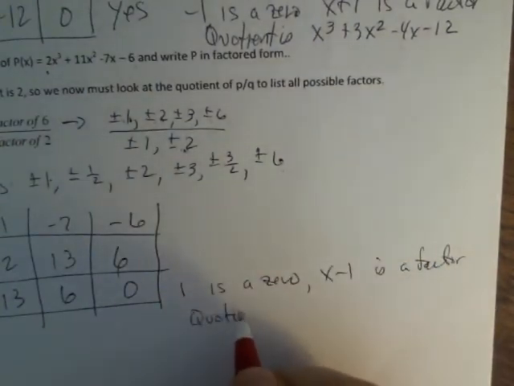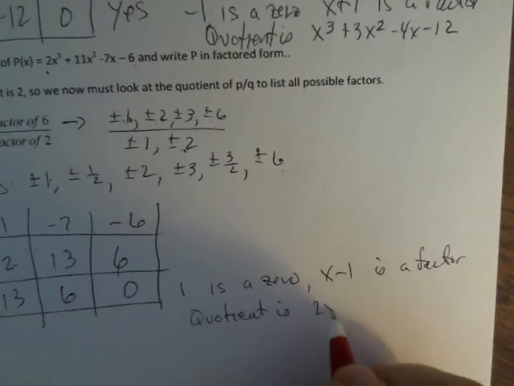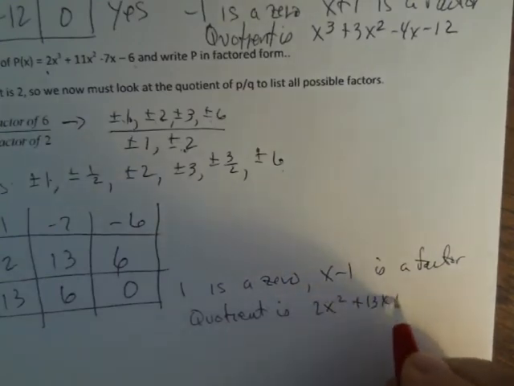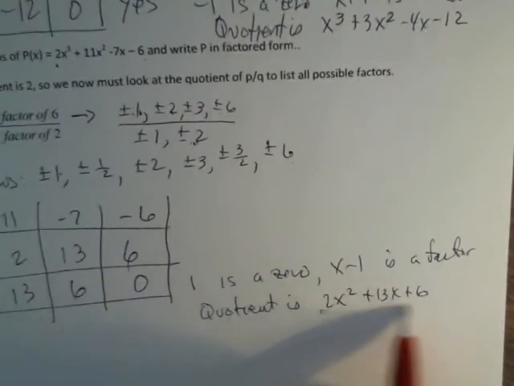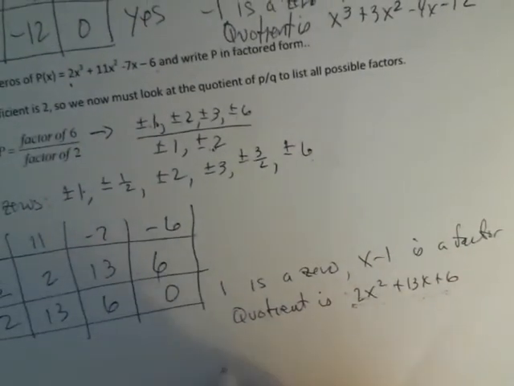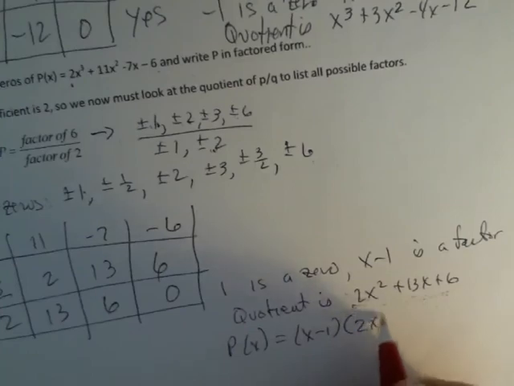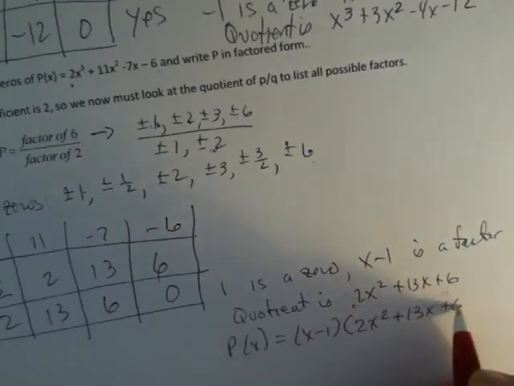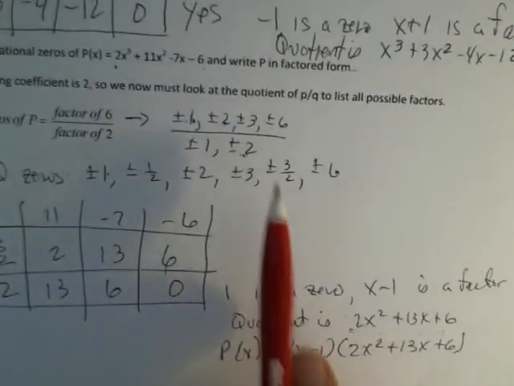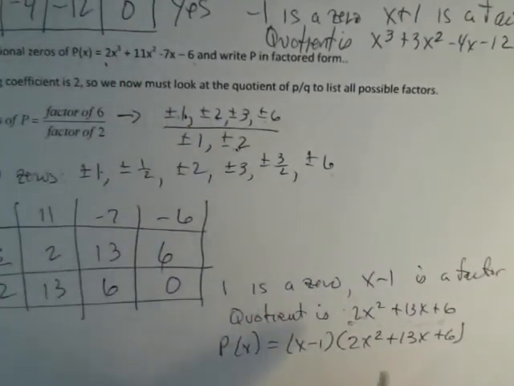And my quotient is 2x squared plus 13x plus 6. So if we look at what we have left here, p of x is now x minus 1 times 2x squared plus 13x plus 6. If you multiply this out, again, we would get what we started with. And this is the type that many people have trouble factoring. So just do synthetic division again, okay? It might take you a while, but that is an option.